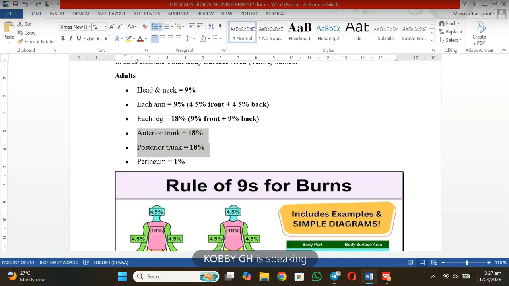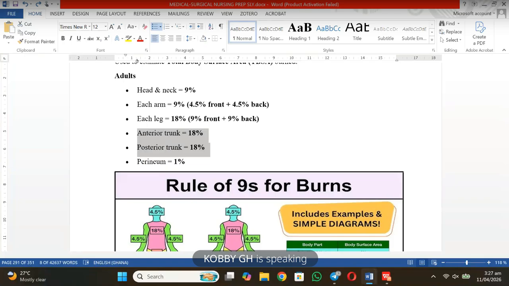If the examiner tells you that the patient has experienced a burn that affected the posterior trunk, listen. Remember, in the posterior trunk we have the chest region and the stomach region. The chest region of the posterior is 9. The stomach region is also 9. If you put the two together, 18.